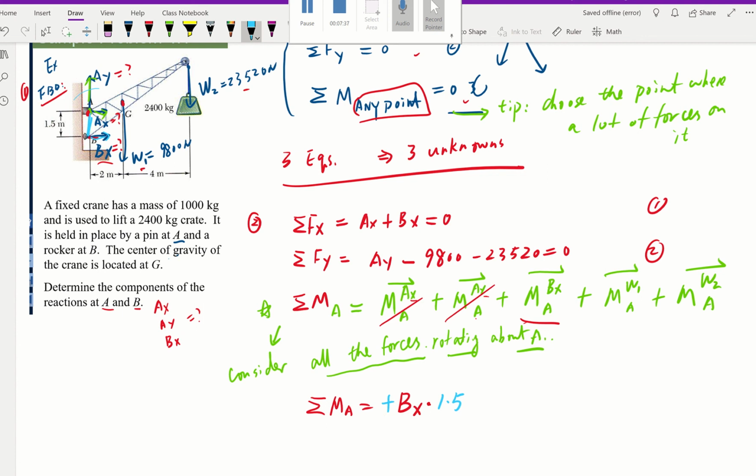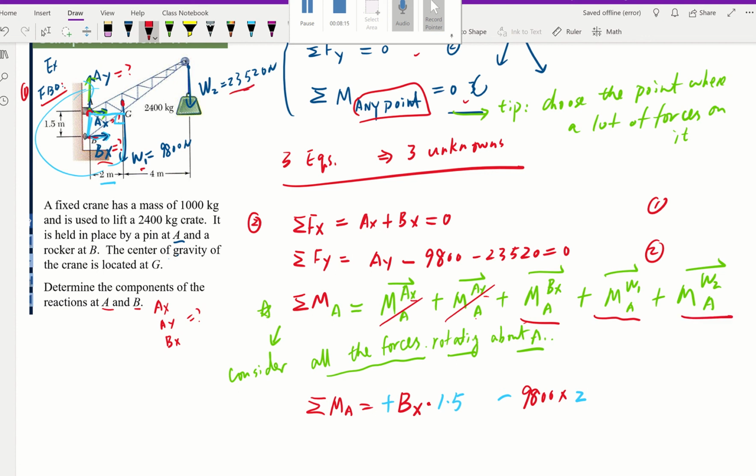Now we're going to consider our second moment, the weight. Weight is 9,800 rotating about A right here. So if we consider the moment arm, it's going to be the perpendicular distance to the force, which will be that. So the distance will be our 2 meters. And now let's think about the direction. The weight rotating about A is going to be clockwise rotation. So that's negative. Now let's look at the last one.